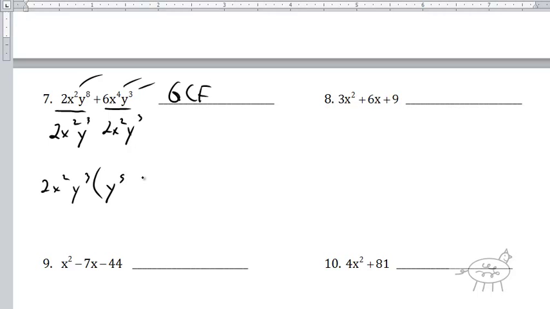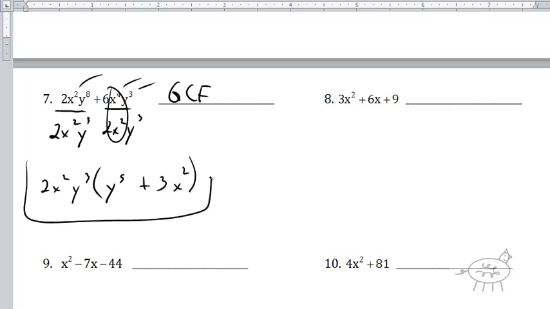And this next one, the 6 over 2 is 3. This gives me x squared, because x to the 4th over x to the 2nd is x squared. And then y cubed over y cubed is just y. So this, math fans, is my final answer. Again, I can distribute that out, and if I do that, I would get the original problem that I started out with.